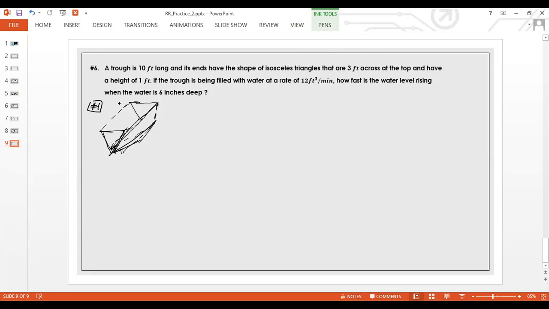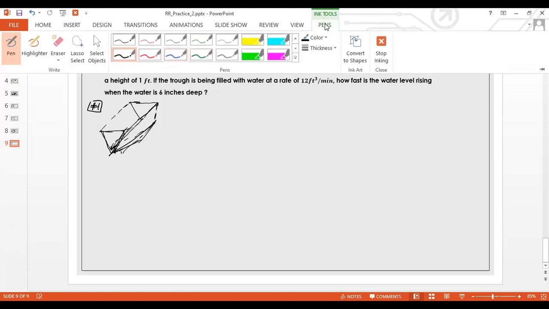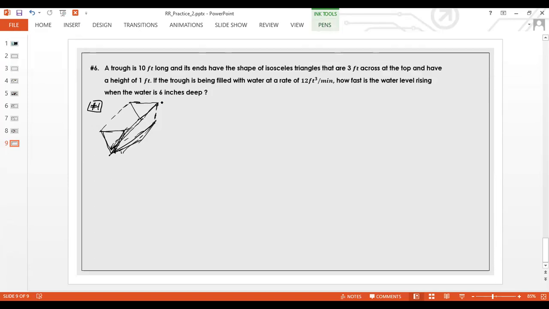Anyway, so you can visualize that. Okay, so sorry, I cannot draw very well here. All right. So now let's mark some things we know. The trough is 10 feet long. So that means from here to here, this is 10, right? And also it's an isosceles triangle.